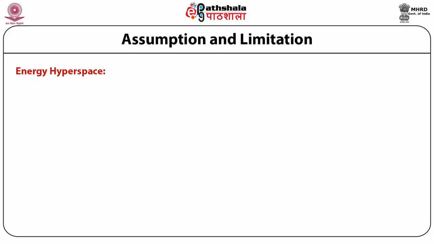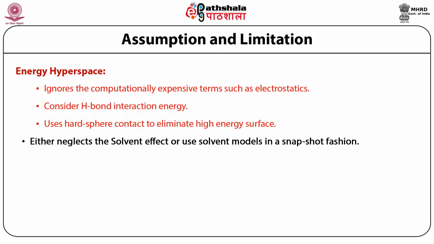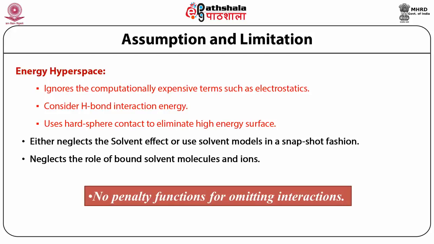What are the basic limitations for calculation or deriving of the scoring function? One is it really does not look for very expensive terms like electrostatics. Otherwise, it will be very difficult. Also, it only considers hydrogen bond interaction energy, not the directionality so much. Also, it only calculates the high energy surface. That is not the preferable one, but what is to be removed is the hard sphere concept. It totally neglects solvent effect. Also, it neglects ions, and also it gives no penalty. Basically, this is the worst limitation, and that is for omitting some interaction.